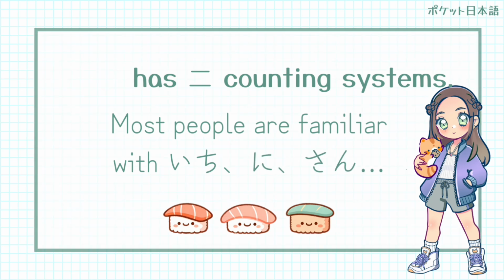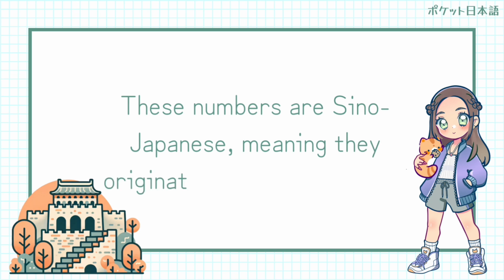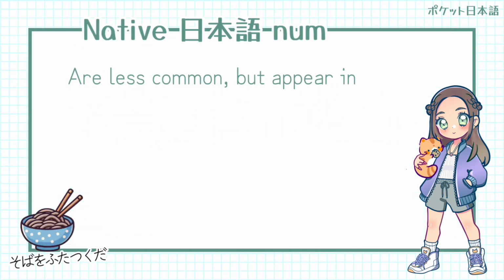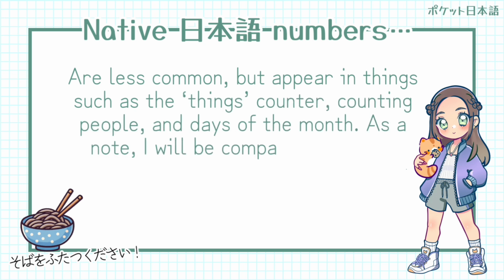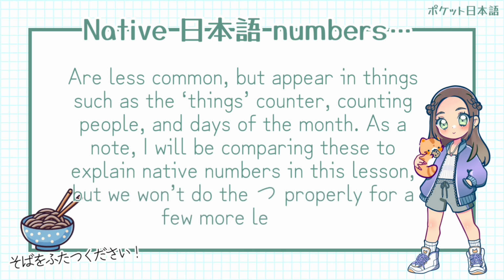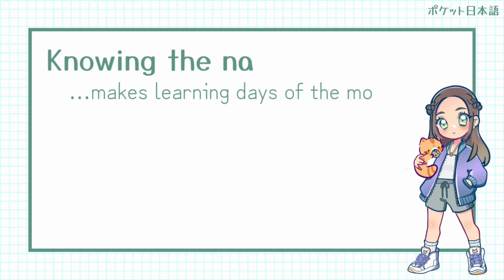Most people are familiar with ichi, ni, san. These numbers are Sino-Japanese, meaning they come from Chukoku, China. The native numbers that we're going to look at today are less common, but they appear in things such as counters and specifically the days of the month, which we're going to look at today. As a note, I'm going to be comparing days of the month to the things counter. We're going to look at that in a later lesson.